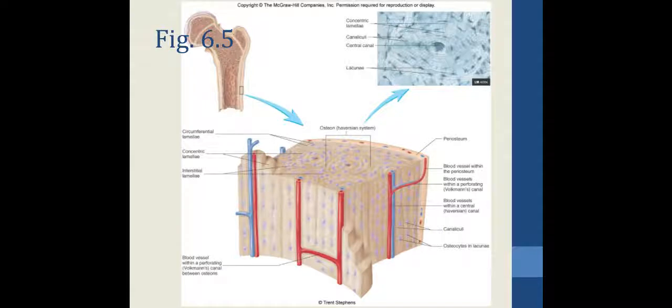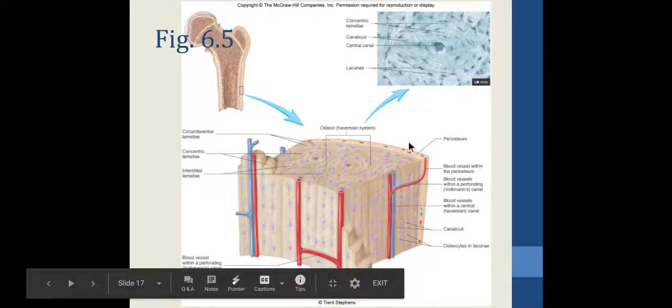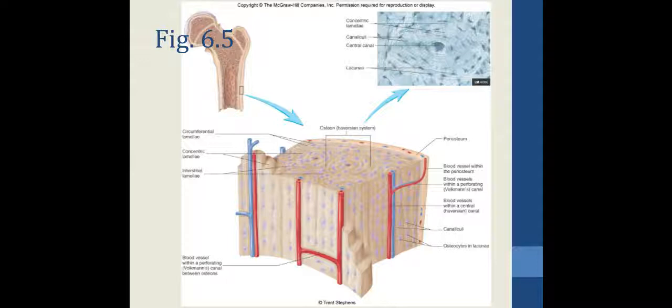And then, of course, the other word we talked about was the periosteum. That's the outside tissue layer on our bone. That is represented here, having more of those blood vessels to get nutrients and waste in and out of the bone.